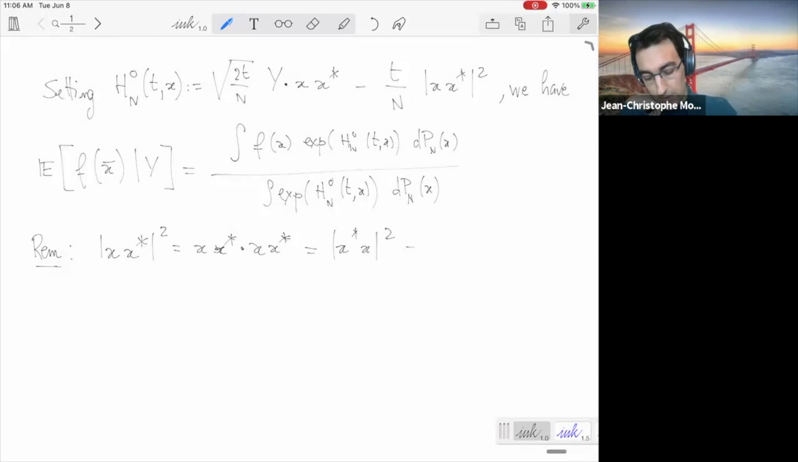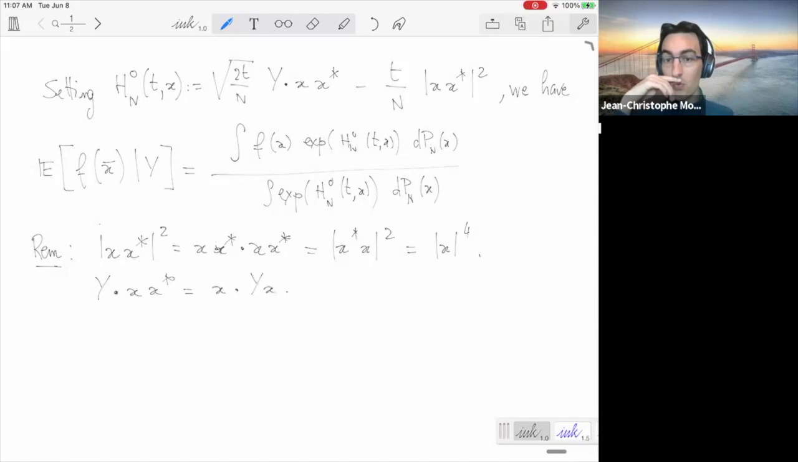This is just some little exercise so that we get used to playing around with the scalar product. Similarly, when I write Y dot x x star, if I want, I can move this x star to the right and I get Y x dot x, which I can also write as x dot Y x. So these are all the same expression.